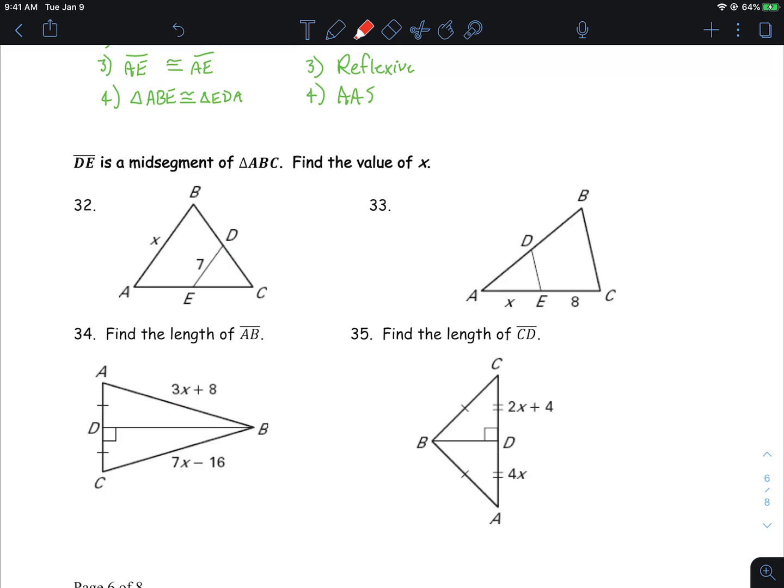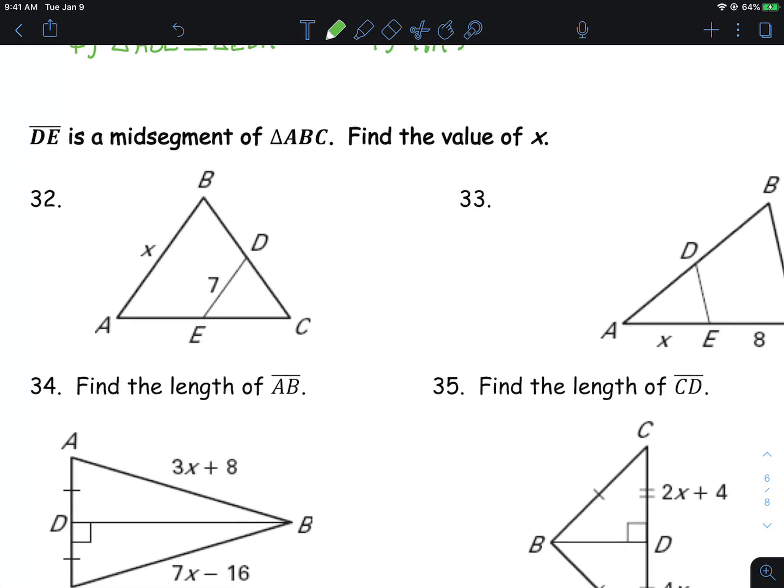All right, next we're dealing with some mid-segments here. DE is a mid-segment of triangle ABC. We talked about mid-segments. Mid-segments are half of the full side, or you can say if you double a mid-segment, which is usually the way I write it, double a mid-segment to get a full side that it is parallel to. By the way, a mid-segment is just connecting two midpoints of a figure right there.